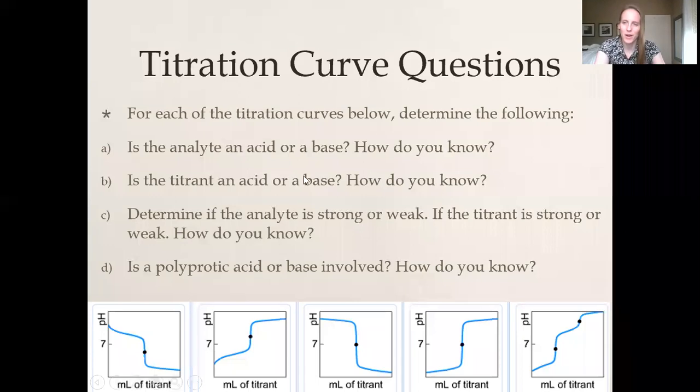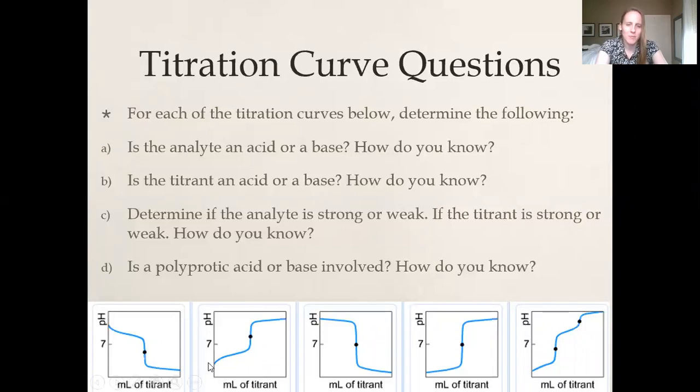Okay, so pause if you haven't tried that, and I'll just go through now and take this up. This is similar to the type of question that you would see on a quiz or test. So the first graph down here, I can tell that I have a base analyte. So my analyte is a base, my titrant is an acid, and because the pH of my equivalence point is below 7, I know that it is a weak base and a strong acid.